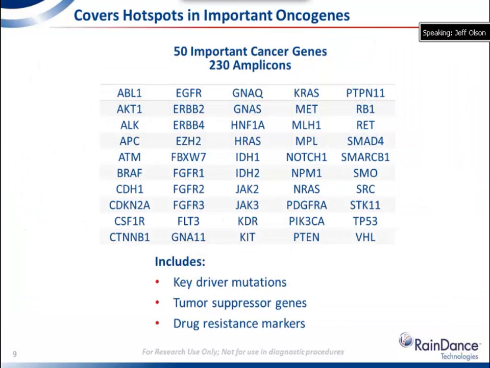The ThunderBolts Cancer Panel covers the mutational hotspots in 50 important oncogenes, which are listed in this table here. The panel includes key driver mutations, tumor suppressor genes, and also drug-resistant markers. The panel is made up of 230 amplicons that are 150 base pairs to 200 base pairs long. The length of the amplicons was kept short so that the panel is capable of amplifying DNA that is highly fragmented and/or modified, such as FFPE DNA and cell-free circulating tumor DNA. So I'll be showing you data in subsequent slides demonstrating excellent results when analyzing these types of difficult samples.